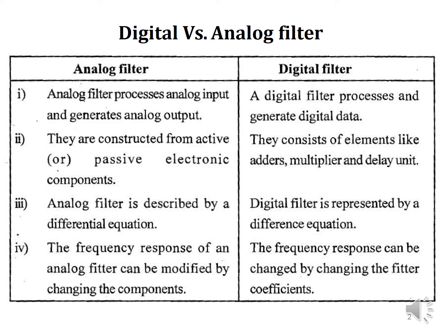digital filters. In analog filters we use an analog input and generate an analog output. In digital filters we use a digital input and generate digital data as output. The analog filters are designed with the help of active or passive electronic components, and the digital filters are designed with the help of adders, multipliers and delay units. Analog filters are described by differential equations, and digital filters are represented by difference equations. The frequency response of analog filters can be modified by changing the components, and the frequency response of digital filters can be changed by the filter coefficients.